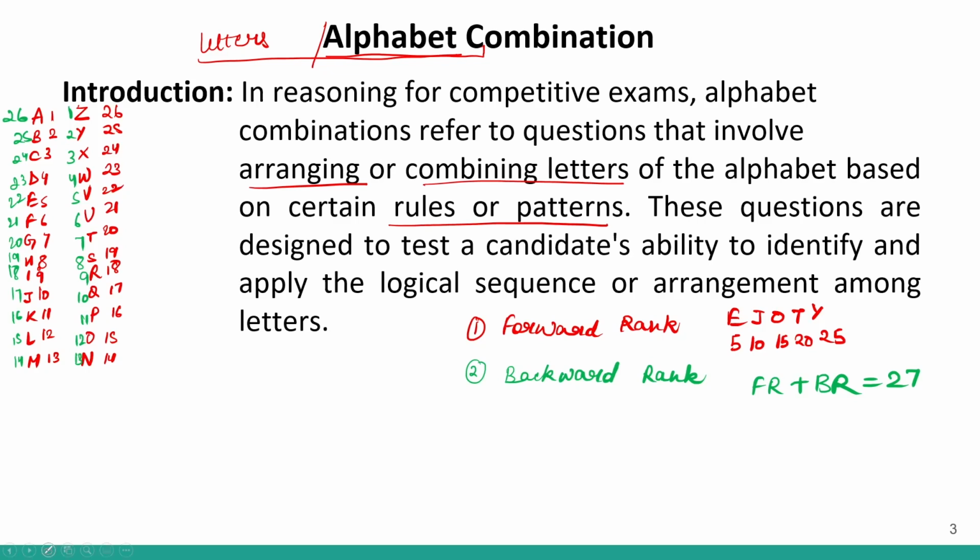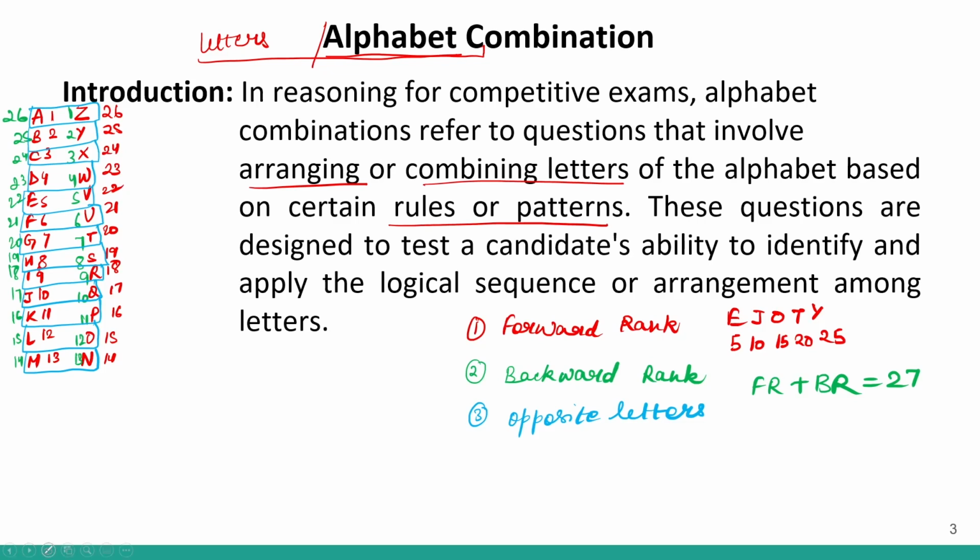Okay. Then the third concept was of opposite letters. When I arrange my letters like these, you can see A and Z are opposite to each other. B and Y are opposite to each other. Similarly, C, X are opposite letters. D, W are opposite letters. E and V, F, U, G, T, H, S, I, R, J, Q, K, P, L, O are opposite letters, and M and N are opposite letters. So this is the concept of opposite letters.